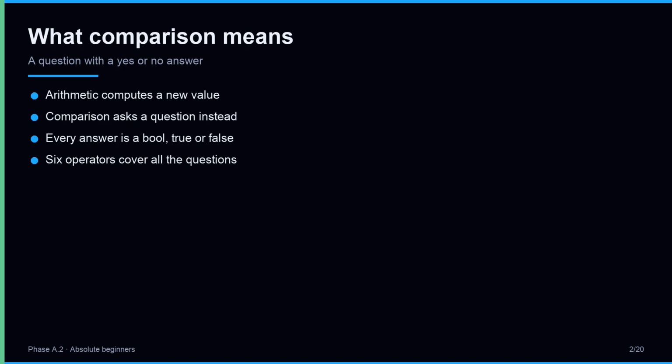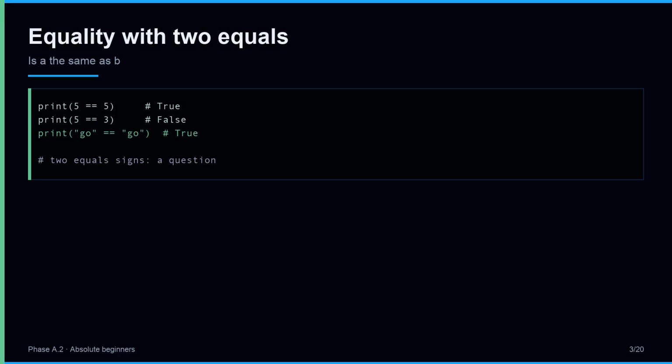There are 6 such operators, and together they cover every question you can ask about how two values relate. Think of them as the questions, where arithmetic was the maths. Questions, not maths. We begin with the most common question. Are these two values equal? 2 equals signs side by side ask exactly that.